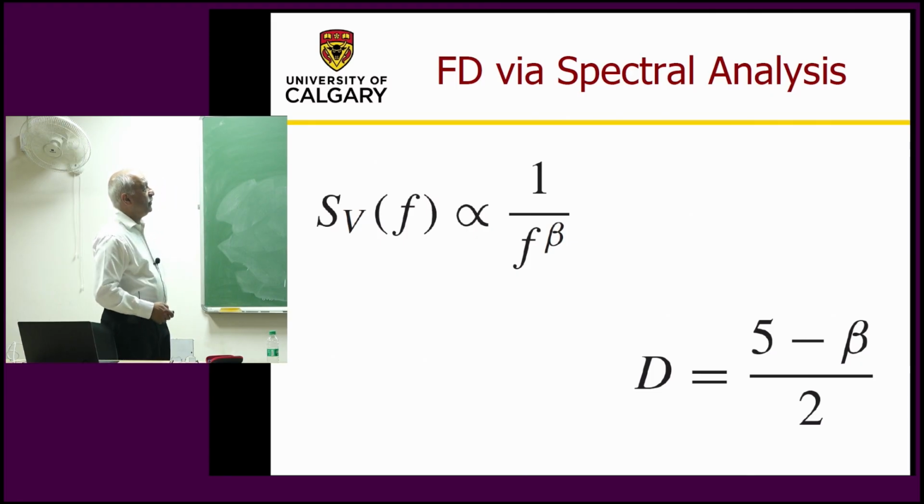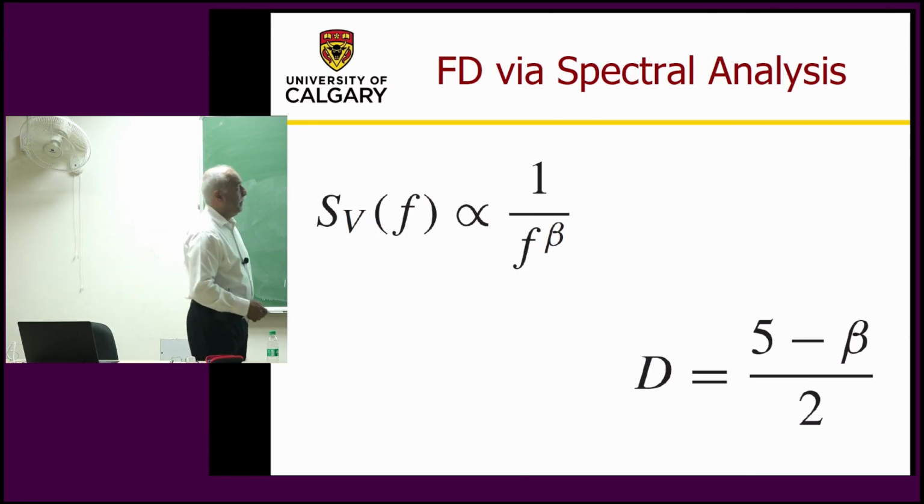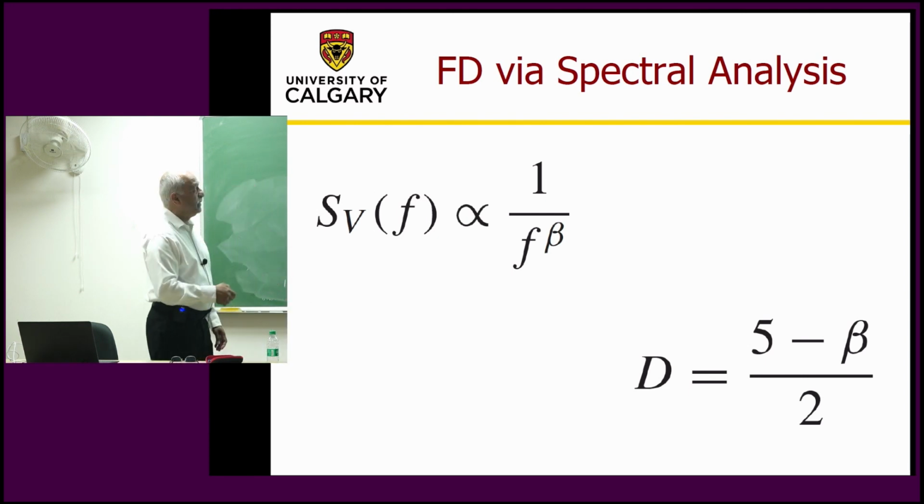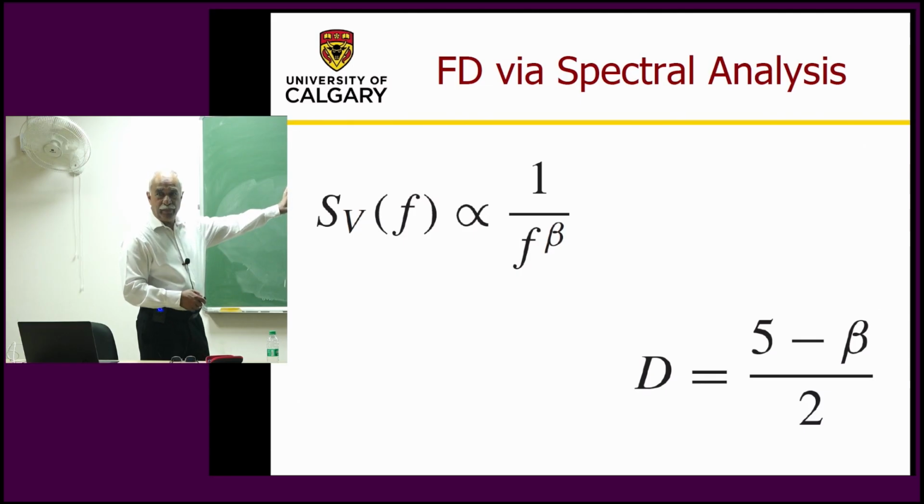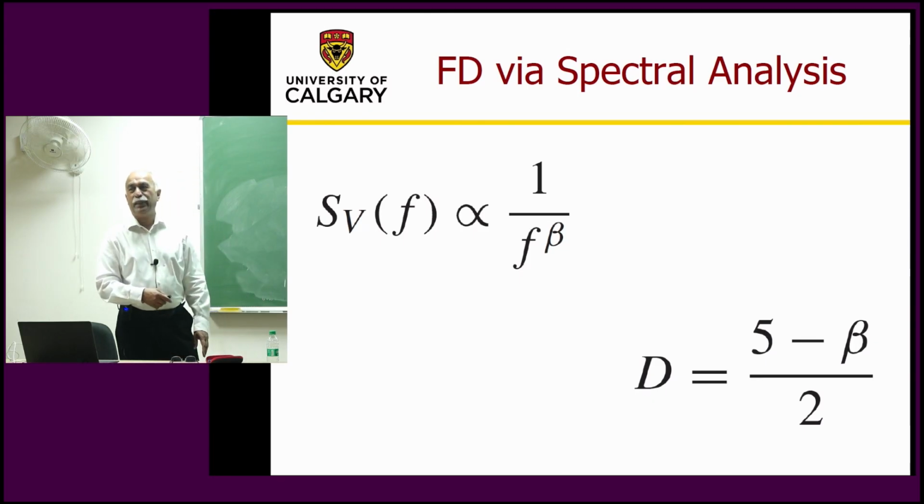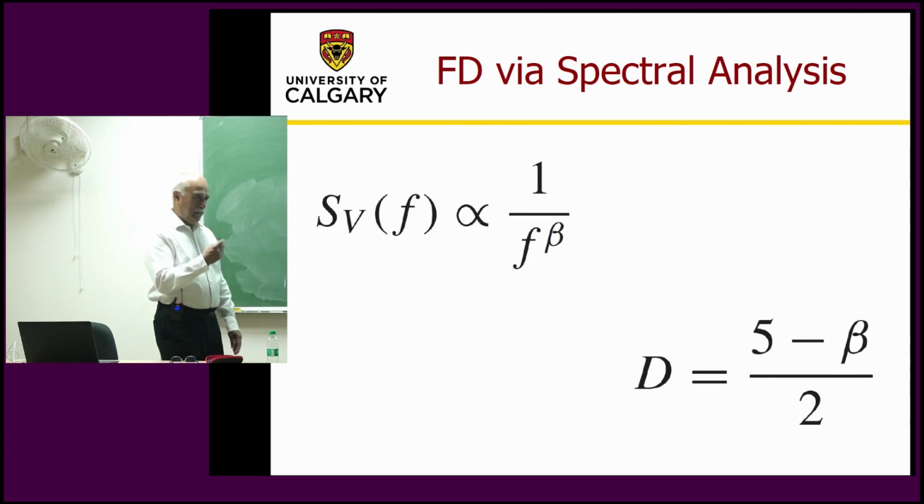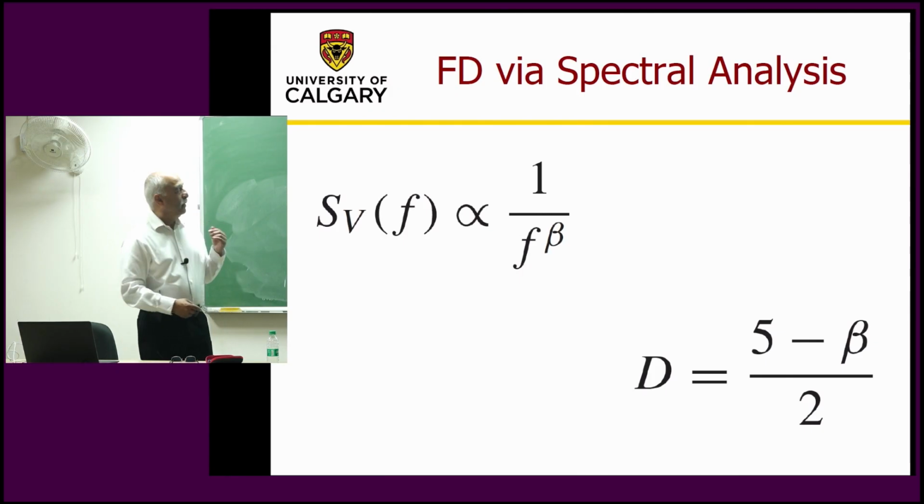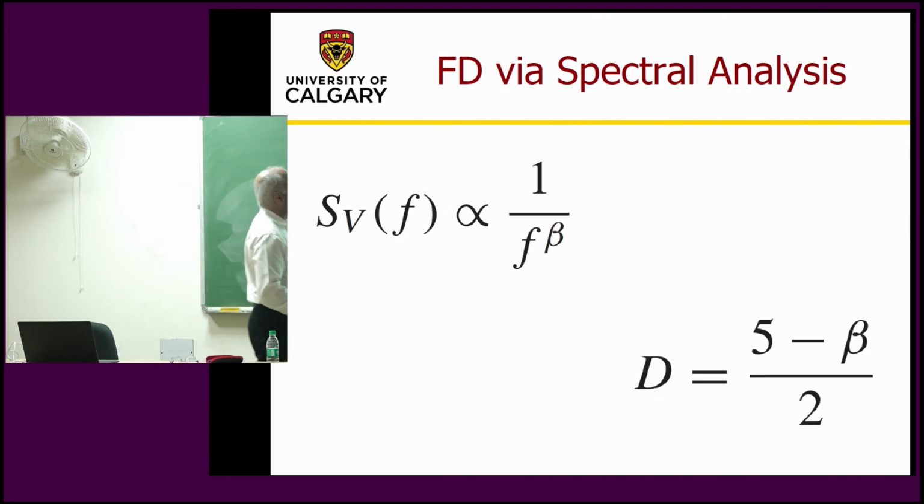So how do you estimate the fractal dimension? Based on spectral analysis, you obtain the power spectral density. This is 1D, so there's only one frequency. And that should be proportional to 1 over f to the power of beta, what is called the power law, with beta being the power of 1 over f. It is inversely proportional to a power of frequency. So if you forget the factor beta, it is an inverse proportionality.